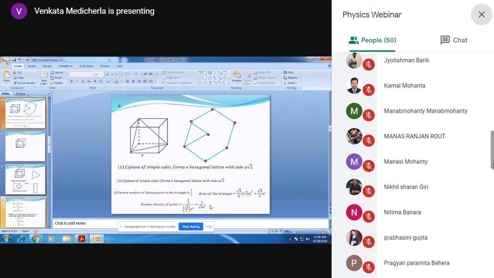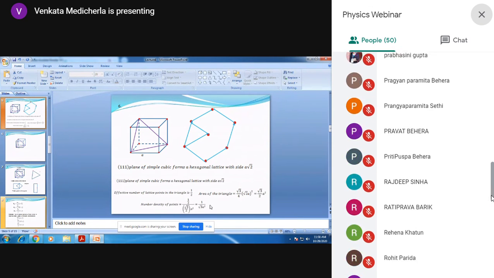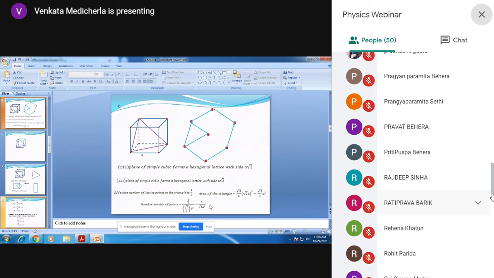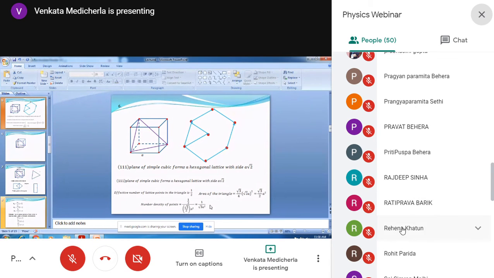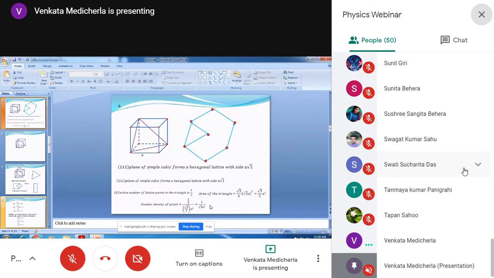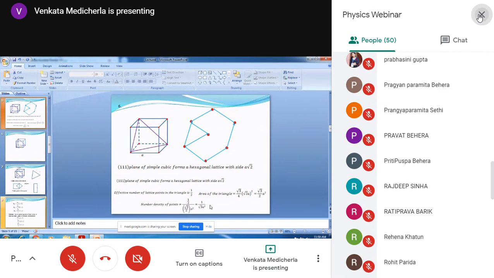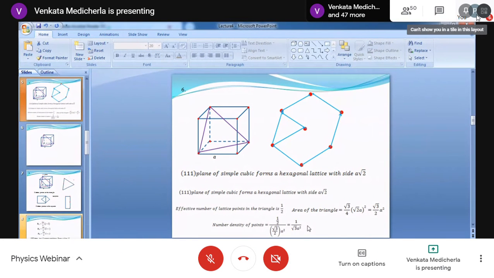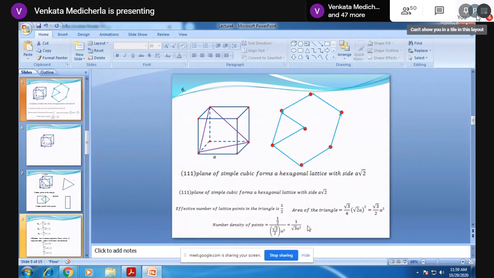Here number density means number of lattice points per unit area. If you talk about three-dimensional cases, because we are talking only about a plane of a three-dimensional crystal, so it becomes a two-dimensional lattice. That's why you get number density as number per unit area. In 3 dimensions, number per unit volume. In 1 dimension, you can have number per unit length. That's called number density. Okay.